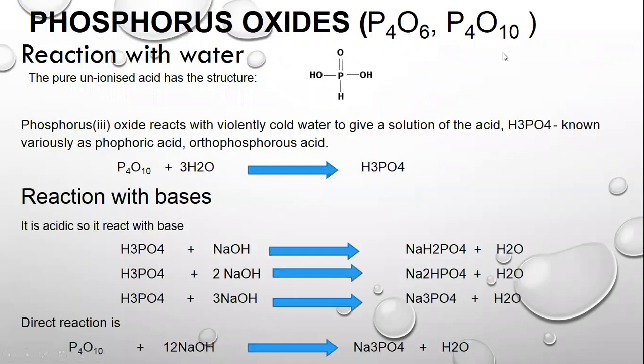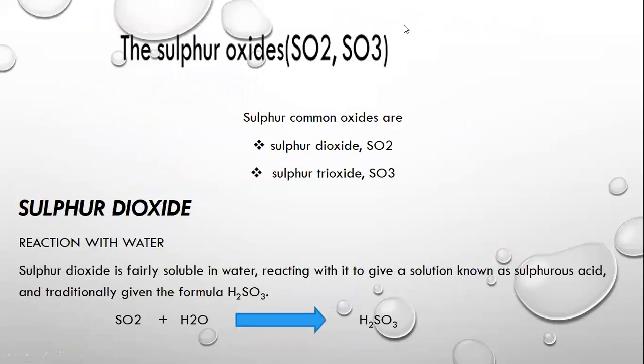Next are phosphorus oxides, that is P4O6 and P4O10. Simply, the unionized acid has the formula H3PO3, like this. Phosphorus oxide reacts with water violently, even with cold water, and it gives you the acid H3PO4, which is known as phosphoric acid. It is also known as orthophosphoric acid.